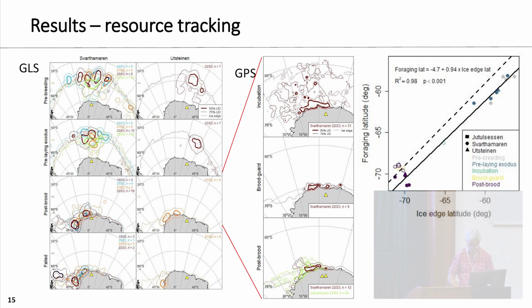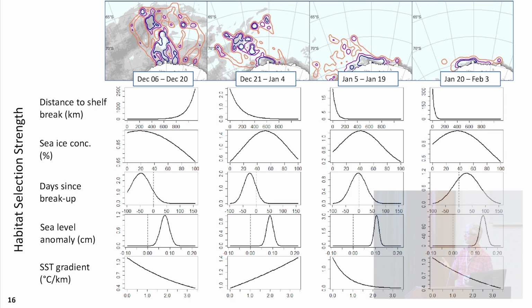So they're basically tracking the ice. And then what I've been doing recently is fitting habitat selection models to the different periods. So this is for the snow petrels from December through to January.